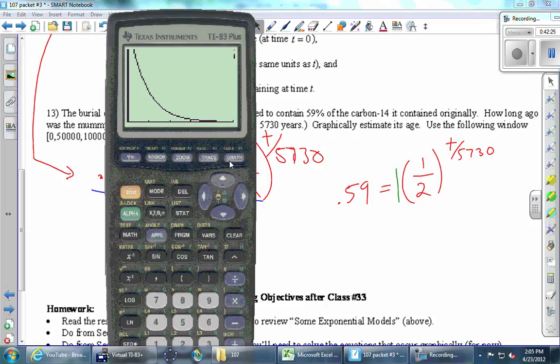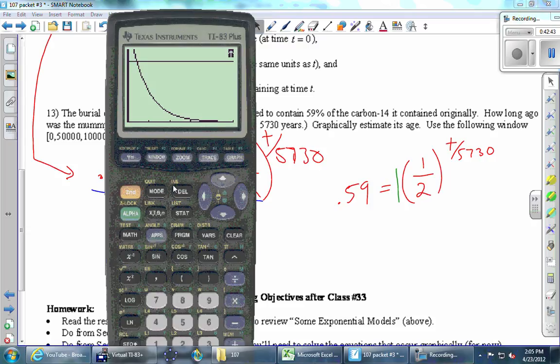That thing right there is our exponential decay. It's our stuff getting cut in half every 5,000 years. Every 5,000 years it gets cut in half. And then that horizontal line is up there at 0.59. So when do you have 59%? It's when those two things intersect each other.